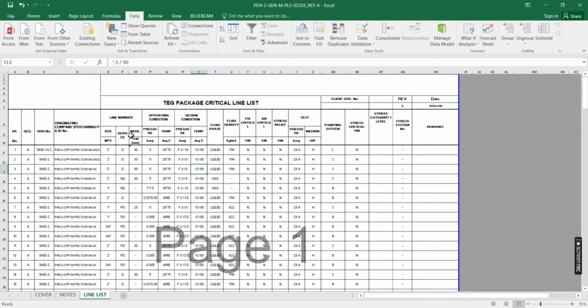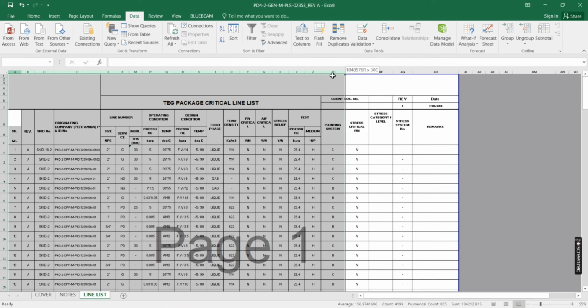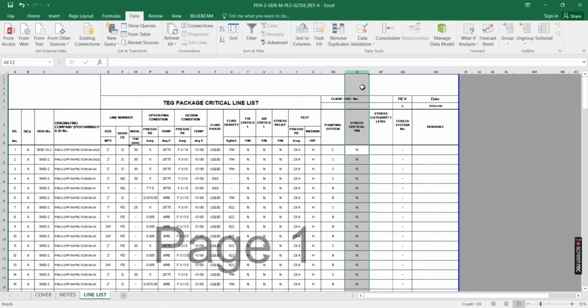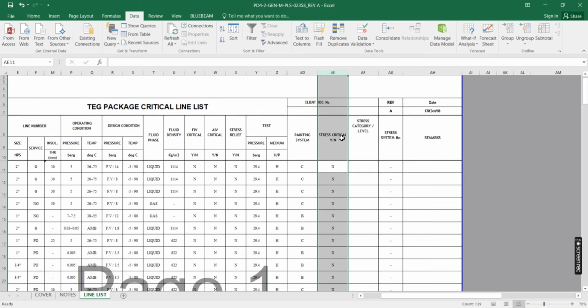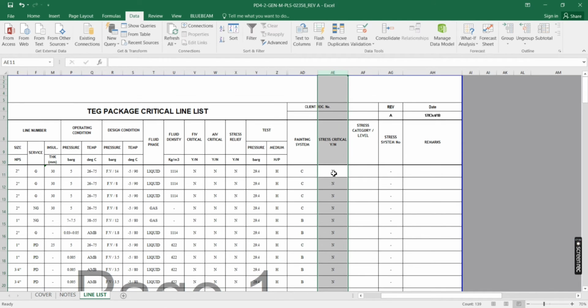So this is a piping process line list. From the process line list, we are going to make the critical line list. All the columns up to this column will be available from the process line list. What we need to do is add three columns. First is stress critical, yes or no, whether the line is critical or not. That is based on the criteria. Here we need to write yes or no.